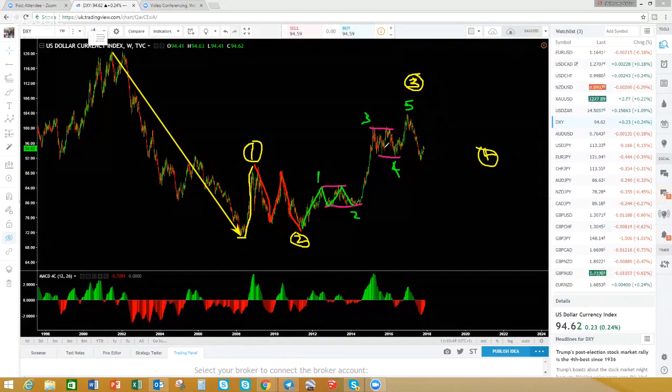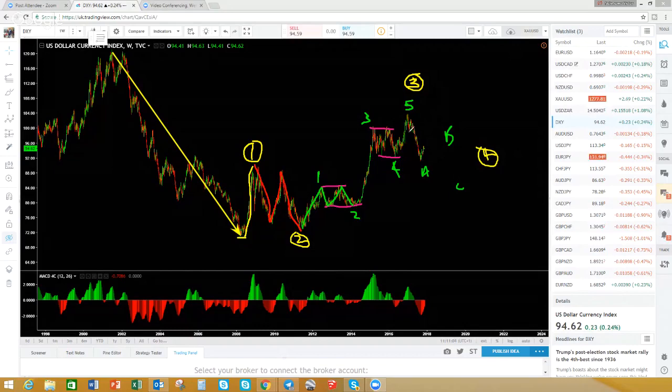So what happens after wave 5? You get a corrective structure ABC, right? So this could have been your A, B, C. So right now we are on this A move, which is going as a 1, 2, 3, 4, 5.